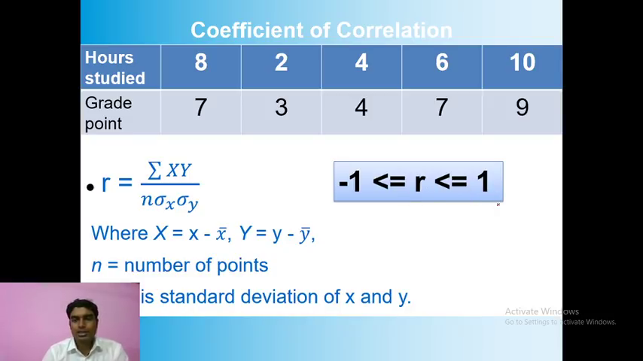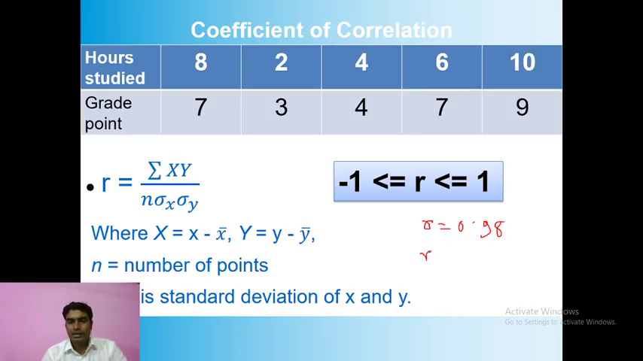If r is exactly +1, it is known as highly correlated. Also, in some cases, if for this data we find that r is a very high value, let's say 0.98 or something like that, then in this case also we say that these two variables are highly correlated.